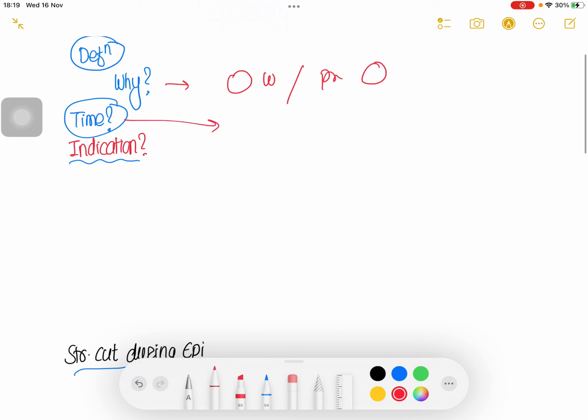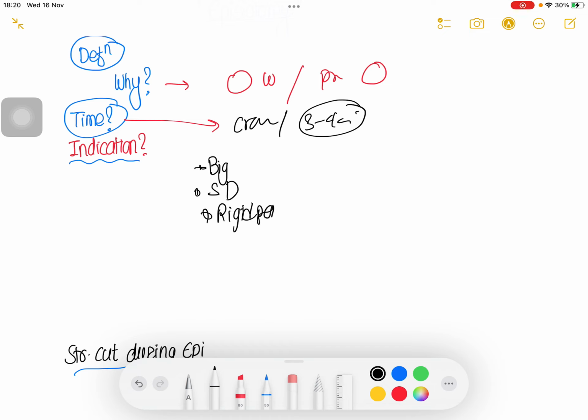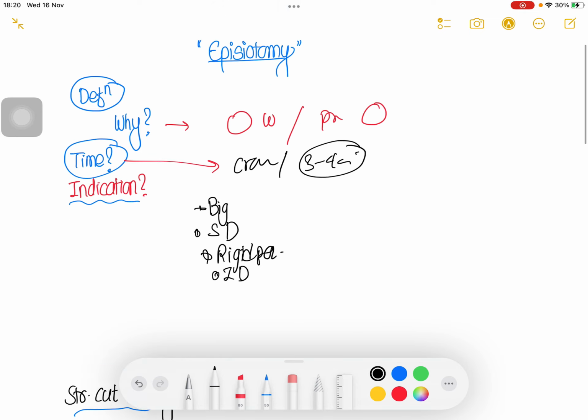What is the preferable time to give the episiotomy? Before crowning, when 3 to 4 centimeters of the head is seen, then it is the best time. And the indications of the episiotomy are big baby, history of perineal tears, perineal surgery, shoulder dystocia, rigid perineum, and instrumental delivery. These are the indications of this episiotomy.